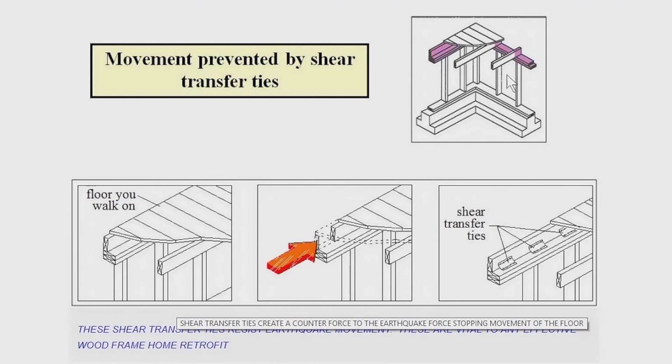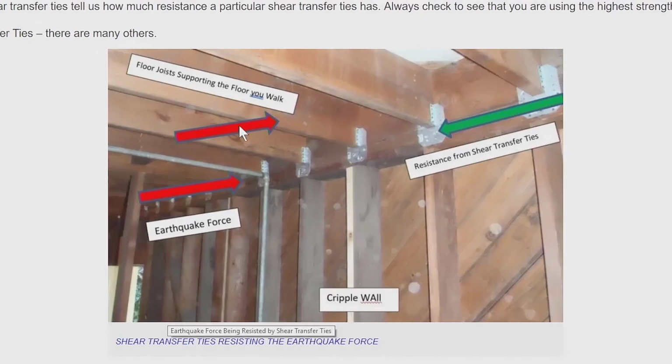So this all occurs in this area right in here. That's your floor framing. That's again your floor joist, and this is called the upper top plate. So here's the earthquake forces pushing on the floor. You see this is the floor you walk on, so it's pushing against the floor. Counterforce is right here, provided by the shear transfer tie.